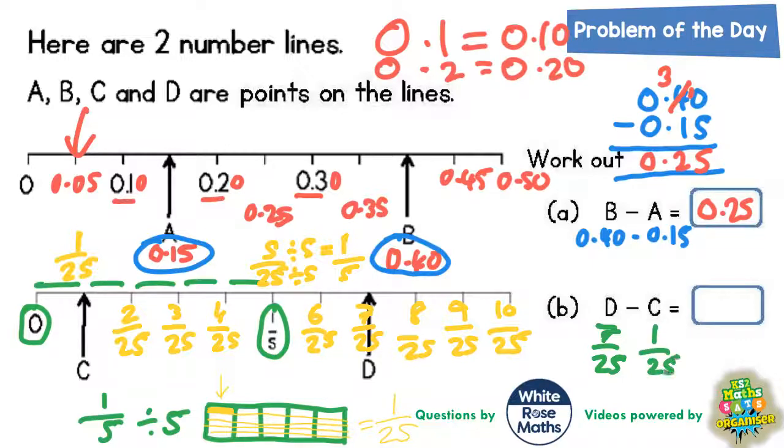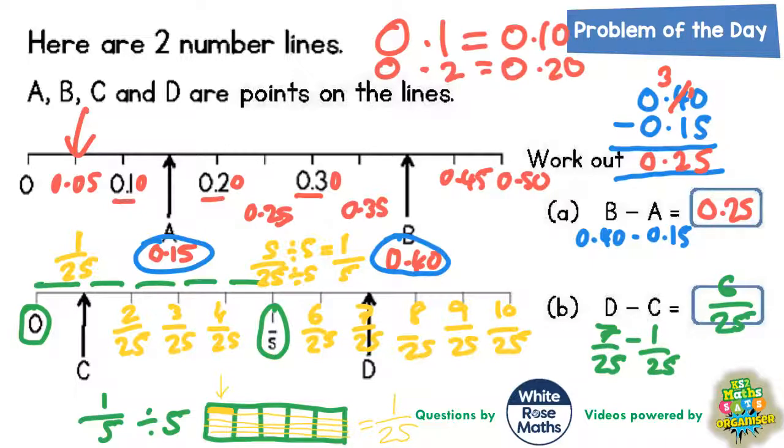So what we're actually doing is 7/25 minus 1/25. Well, 7 apples minus 1 apple is 6 apples. 7 oranges minus 1 orange is 6 oranges. So 7/25 minus 1/25 is 6/25. The 25th is the unit that we're dealing with. So the final answer is 6/25.